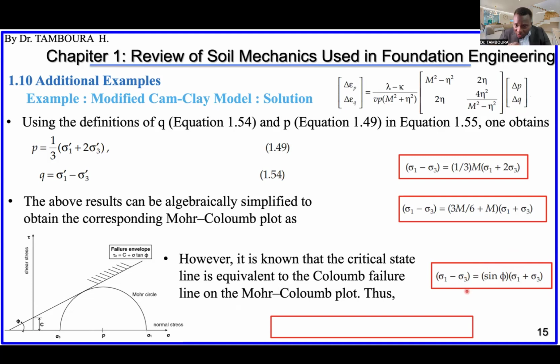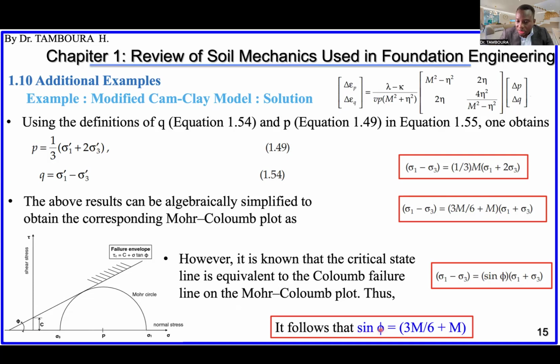So now, if we check these two relationships, this one and this one, what is the difference? Don't you see that this is exactly the same as this one by correspondence? Because sigma 1 minus sigma 3 here is sigma 1 minus sigma 3. So these are the same, okay? Here, sigma 1 plus sigma 3, sigma 1 plus sigma 3, these are the same. This means that all this is equal to this one. So we can write it here, okay?